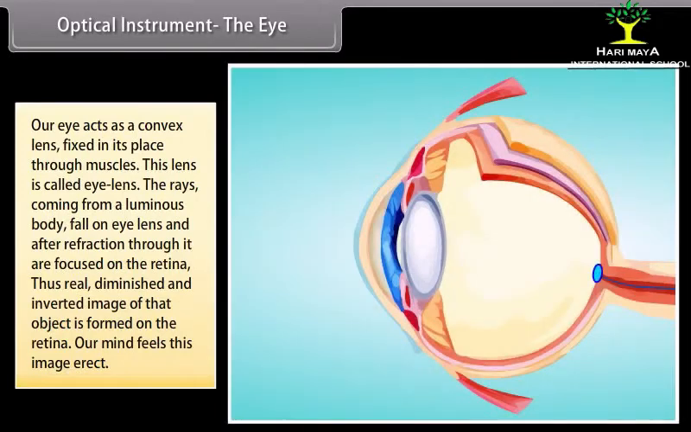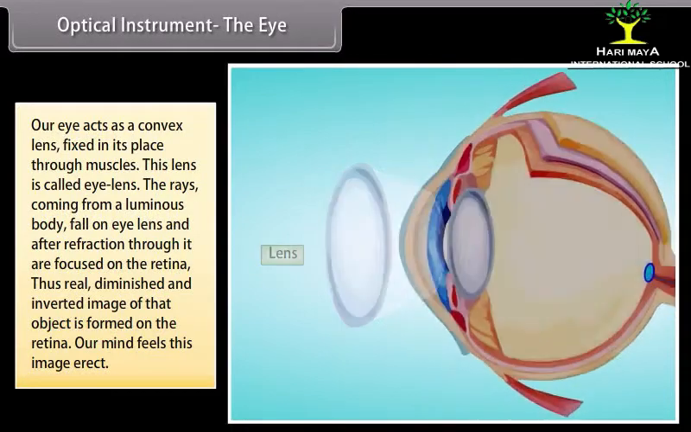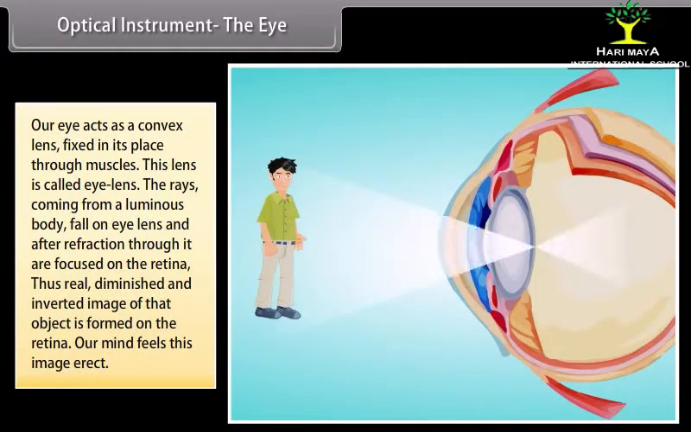Optical instrument, the eye. Our eye acts as a convex lens fixed in its place by muscles. This lens is called the eye lens. The rays coming from a luminous body fall on the eye lens and after refraction through it are focused on the retina. Thus, a real, diminished and inverted image of the object is formed on the retina. Our mind perceives this image as erect.